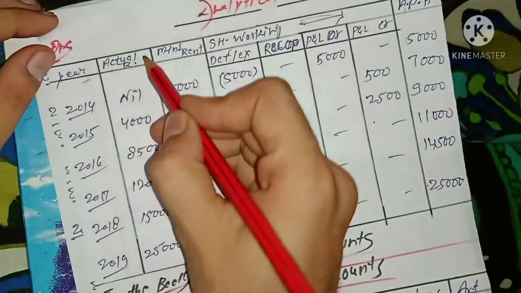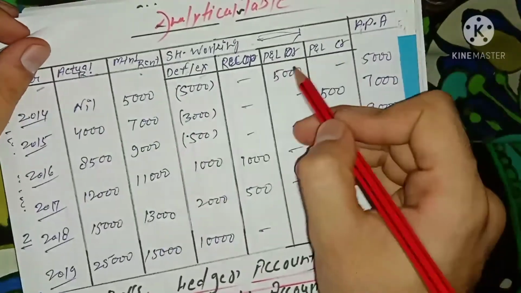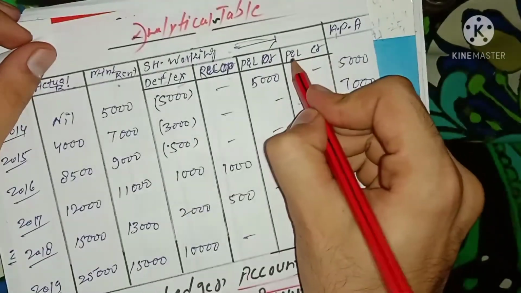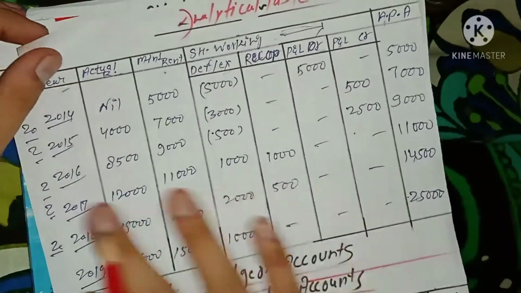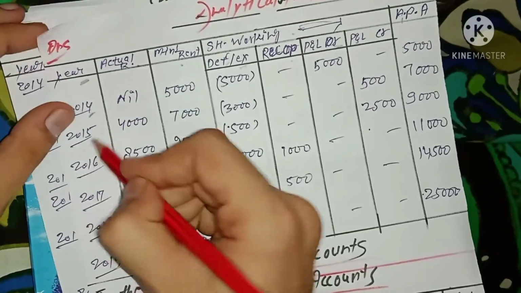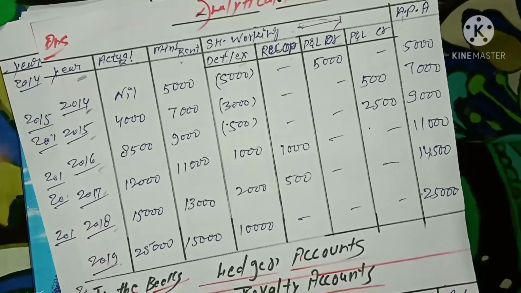So, same thing: year column, actual royalty column, minimum rent, short working, deficiency, excess working amount, payable, and these two terms, like P&L debit and credit, are a bit different. I'll tell you later what they mean. First of all, the year: write down all the years, like 14, 15, 16, 17, 18, 19, for which we need to prepare the analytical table.